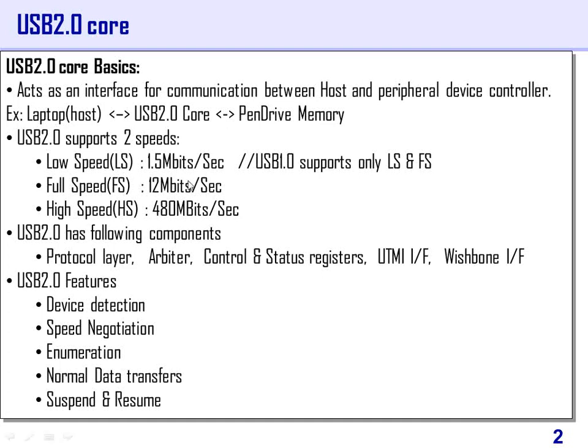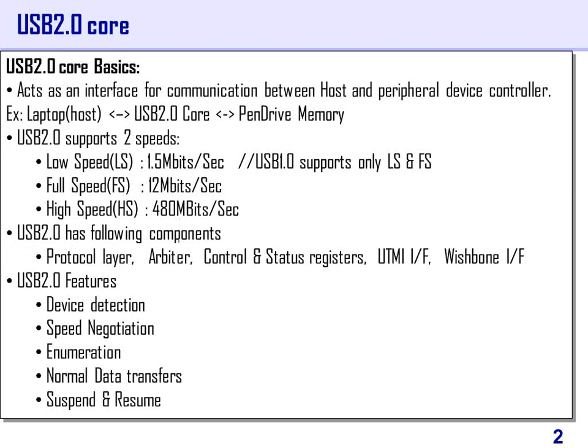USB 2.0 supports two speeds. USB 1.0 supports low speed and full speed, whereas 2.0 supports full speed and high speed. There are totally three speeds till 2.0: low speed, full speed and high speed. 1.0 used to support low speed and full speed. You can see it's very low: 1.5 megabits per second, 12 megabits per second, 480 megabits per second. Right now USB 3.0 gives 5 gigabits per second.